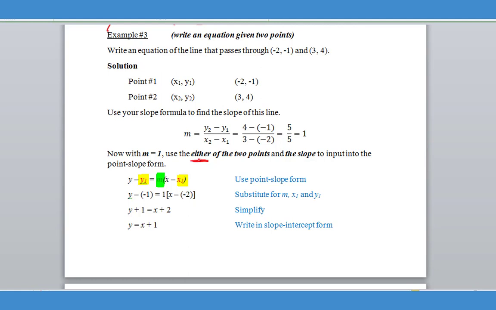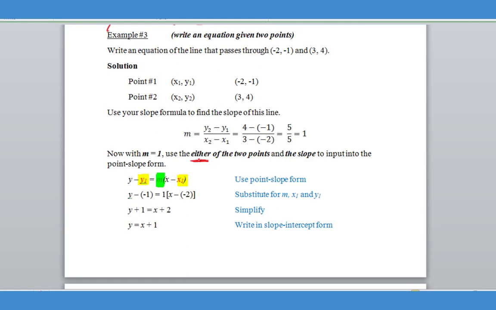So now, in this particular case, I chose the -2, -1, and I did that intentionally in this example so that you could see what happens whenever we plug in a negative number into the point slope form. And what you're going to see is we're going to have y minus a -1. And notice how I use parentheses to hold that -1. And then on the other side of it, we have the slope of 1 times x minus a -2. And again, I've used a -2 with parentheses.